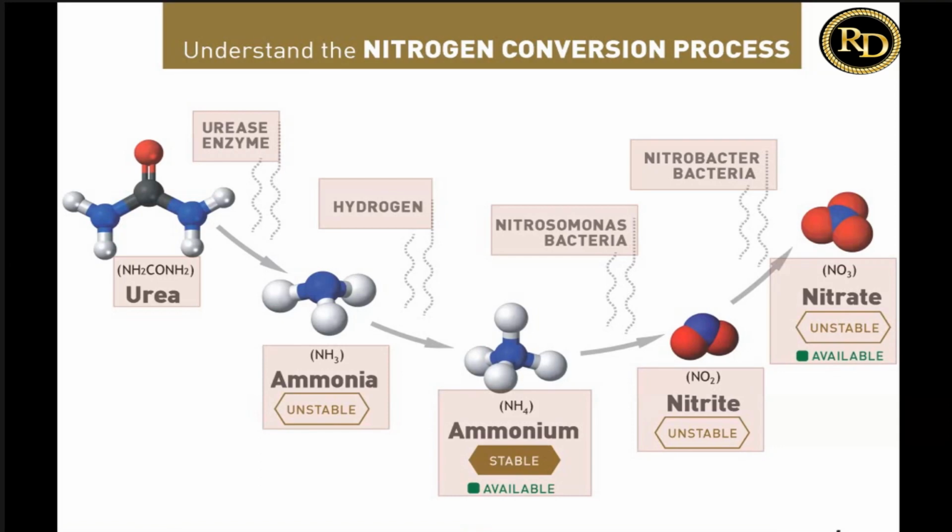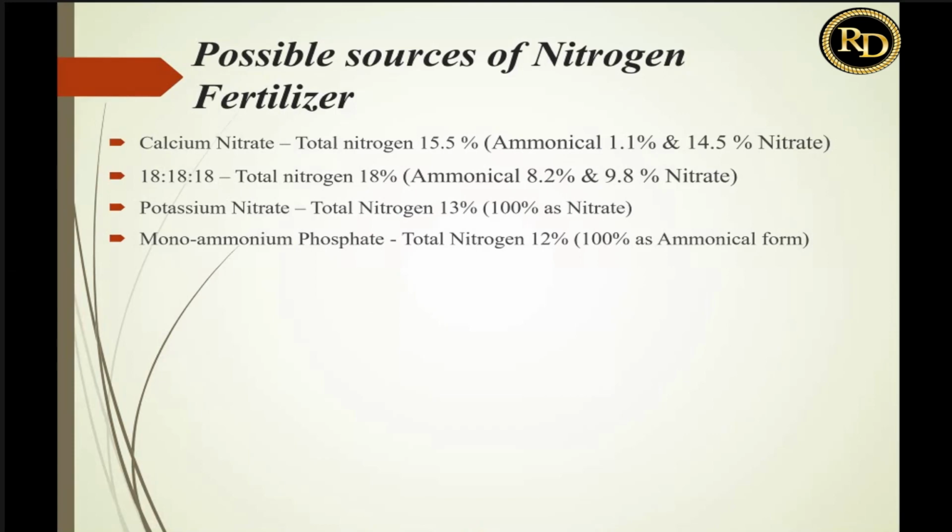So what is the source of nitrogen? Calcium nitrate has both ammoniacal nitrogen and nitrate nitrogen. Among water soluble fertilizers, 18-18-18 is one source where ammoniacal and nitrate sources are both present, so 18-18-18 is recommended for this kind of growing system. Potassium nitrate is another source of nitrogen, and monoammonium phosphate is another. These are some of the water soluble fertilizers you can use in hydroponics for supplying nitrogen.